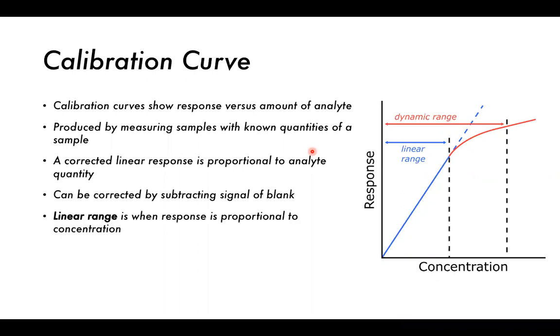Now, the linear range is when the response is proportional to the concentration. And so you can see it here in blue. And then this blue dashed line is what would happen if the response was always linear to the concentration. However, it's not always linear to the concentration. And sometimes we end up with deviations from that at certain high concentrations. So as concentration increases above a certain limit, the limit of linearity, as we'll learn later, this line here, then we will reach a dynamic range.